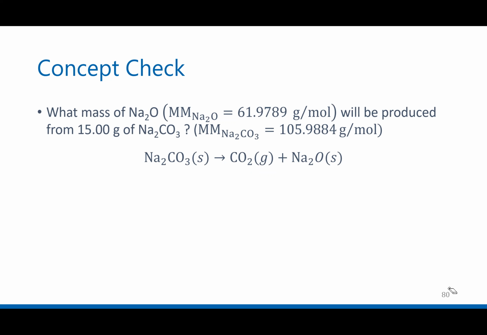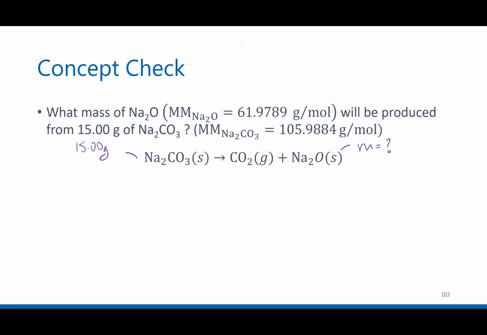Okay, let's make a plan. First things first, it's asking for the mass of this compound, Na2O. This is what we're looking for. This chemical here, the sodium carbonate, this is what we're given, and we're given 15.00 grams of this. This is all of the information I need. I know the mass of my reactant, and now I can find the mass of my product.